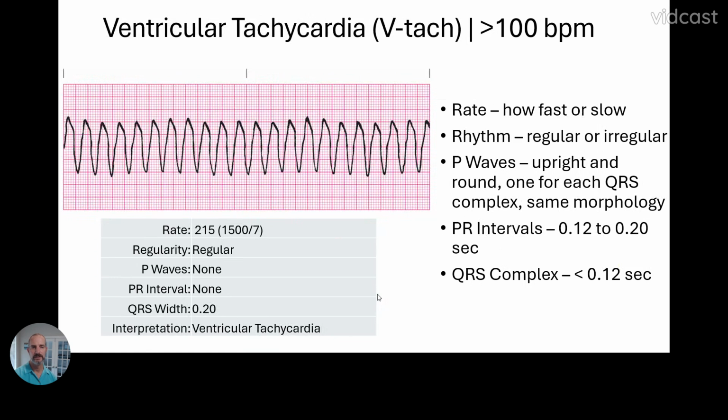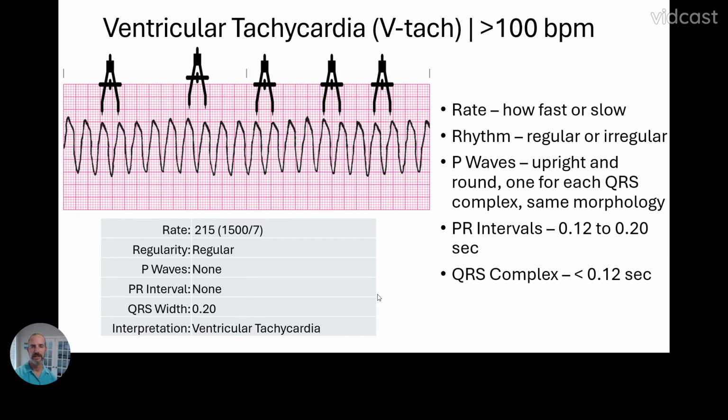With our 5 rules, starting with this one, ventricular tachycardia is one of those that's pretty easy to spot from across the room. All of those QRS complexes that you're seeing are pretty obviously wide, and they're all the same shape. They're the same morphology. All right, but let's go through our 5 rules.